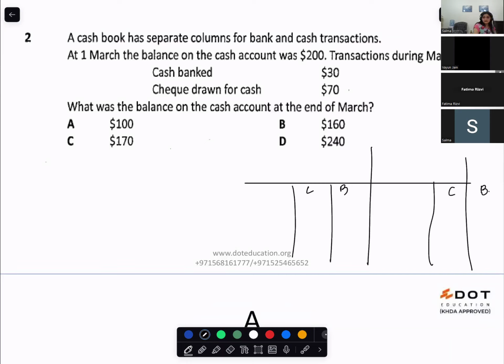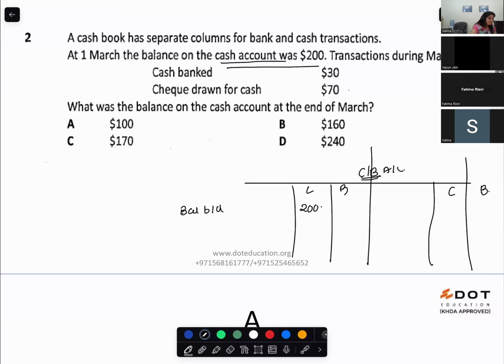Yes, miss. Then cash banked. Balance of the cash account is 200. Where will this be? It'll be on the cash side. This is the cash account, right? Yeah, miss. Balance of the cash account is 200. Where will this be? On the debit side?